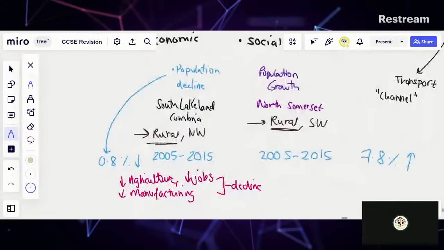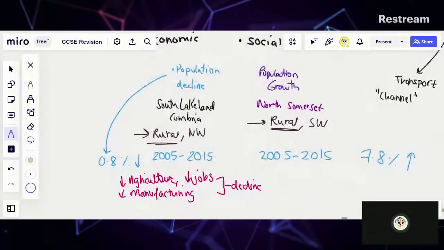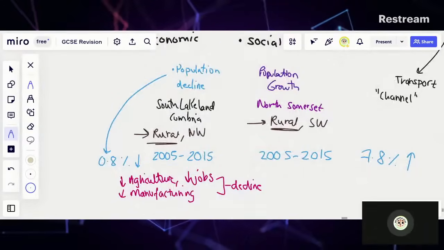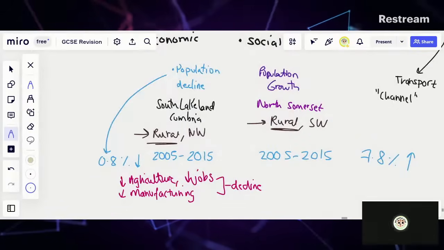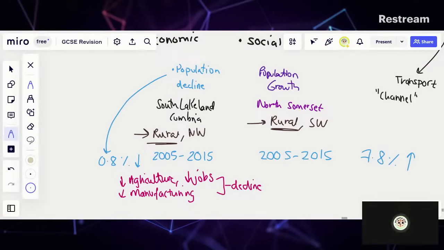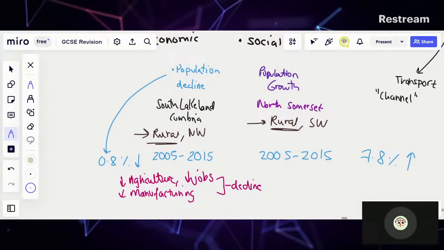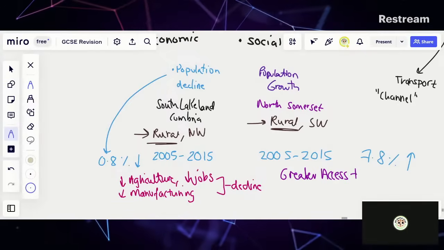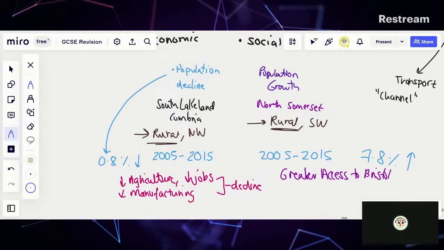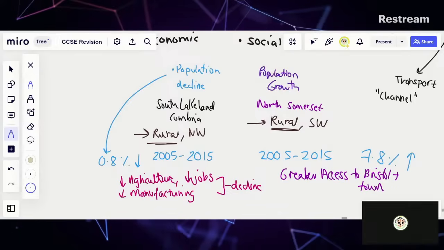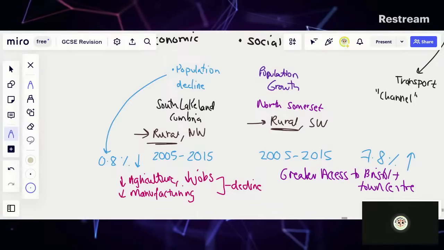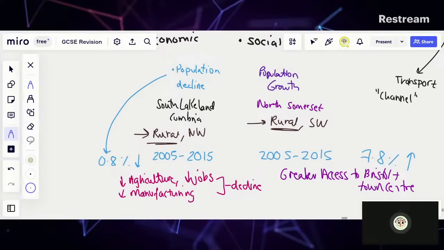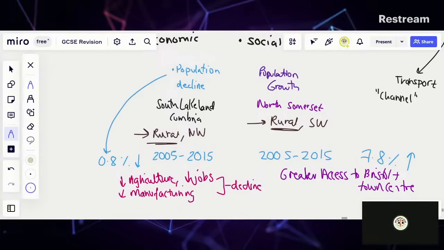Now, the reason why is because loads of people had actually moved to towns and villages that had easier access to the centre of Bristol. So people wanted to move to Bristol and the town centre. And therefore, North Somerset was an area that was both quite rural but also had access to these facilities.